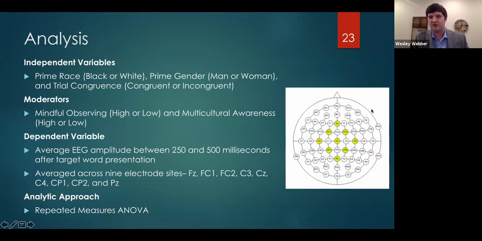So I've indicated here, this is the 10-20 system of electrode locations, just a standard way that EEG data is collected. This triangle, you can picture this maybe as being someone's nose. So we're getting kind of an overhead view of electrodes. And I've highlighted here the 9 electrodes that went into this average that was analyzed in the study. And the analytic approach for this data was repeated measures ANOVA.